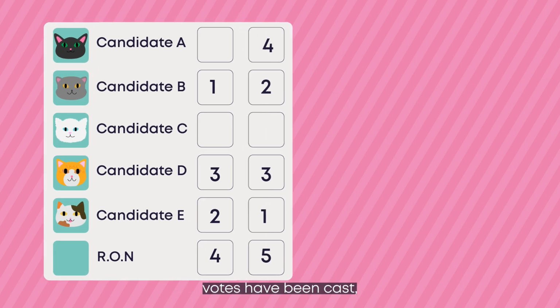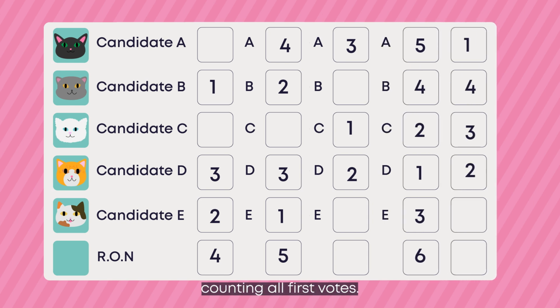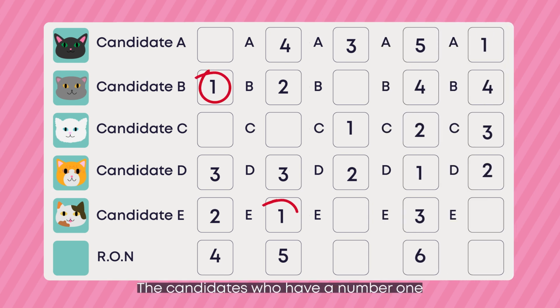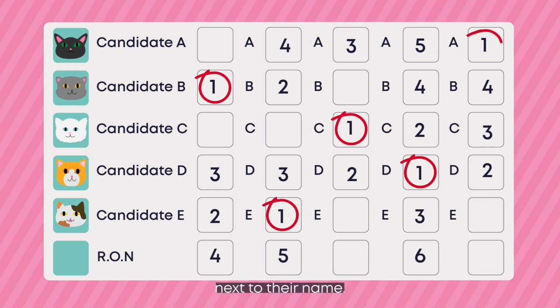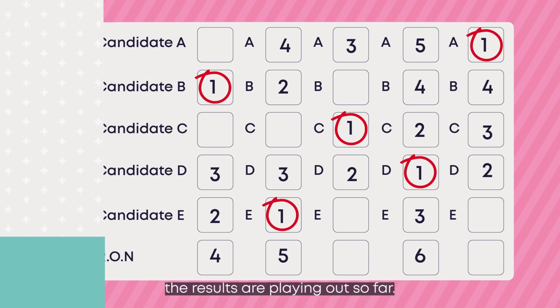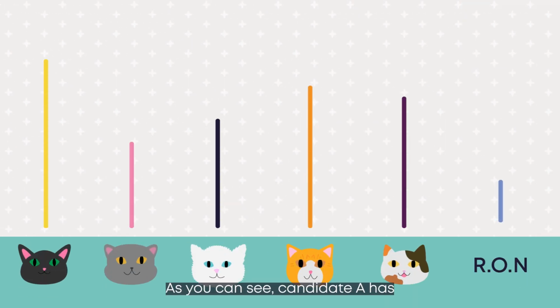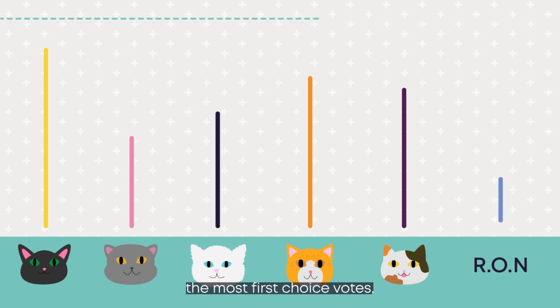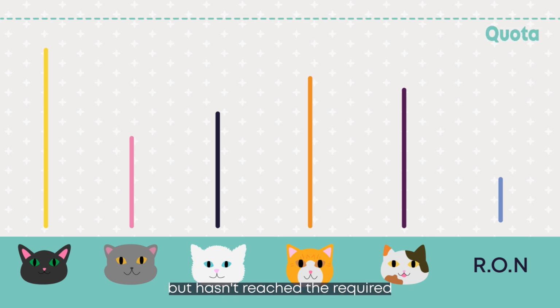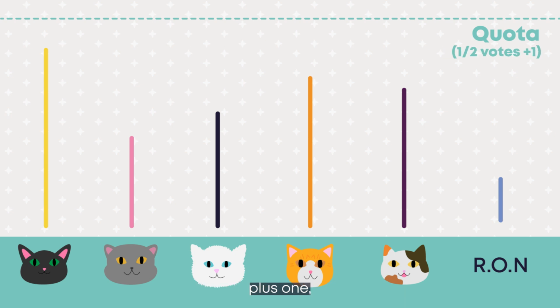When all the votes have been cast, these are reviewed by counting all first votes, the candidates who have a number 1 next to their name. Let's go see how the results are playing out so far. As you can see, Candidate A has the most first choice votes, but hasn't reached the required quota to win. The quota is half the total votes plus 1.